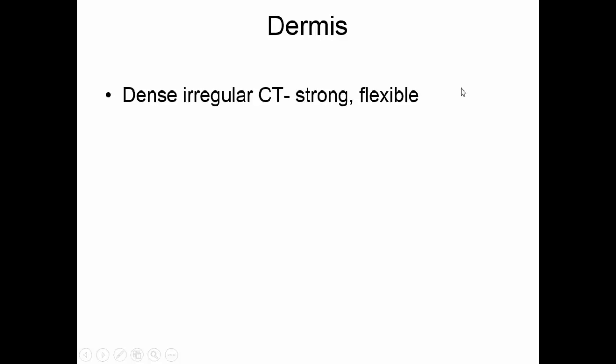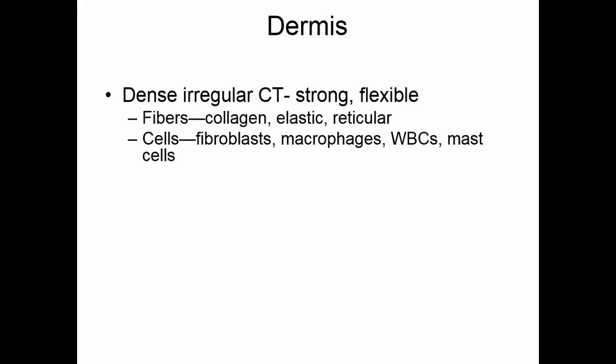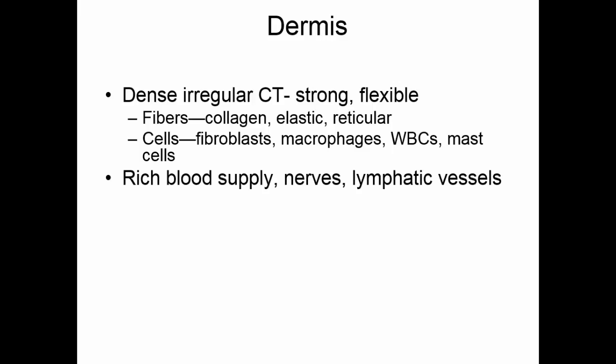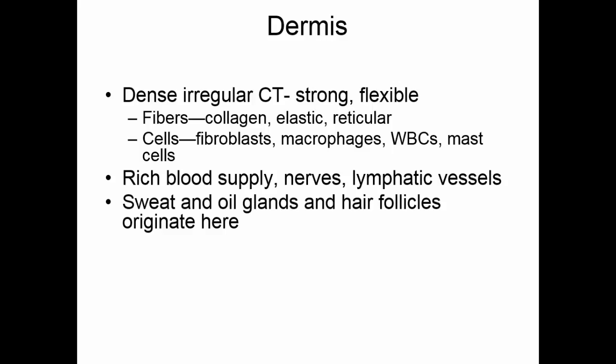The dermis is a dense, irregular connective tissue, very strong, very flexible. We have collagen, elastic, and reticular fibers in the dermis, and we have fibroblasts, macrophages, white blood cells, and mast cells present. Fibroblasts will maintain the fibers. The macrophages, the white blood cells, and the mast cells are involved in our immune response. There is a rich blood supply, there's a rich nerve supply, there are a lot of lymphatic vessels. All of the skin derivatives, the sweat and oil glands and the hair follicles, originate in the dermis.